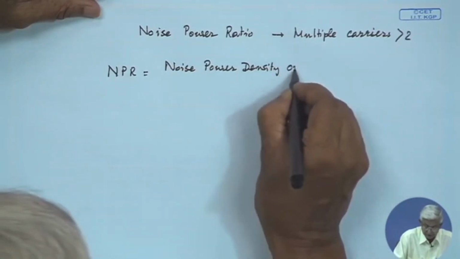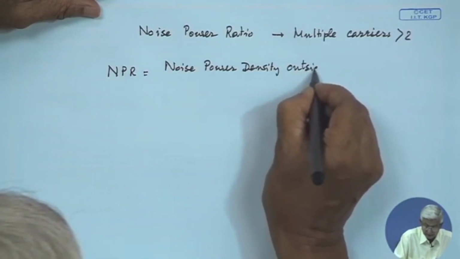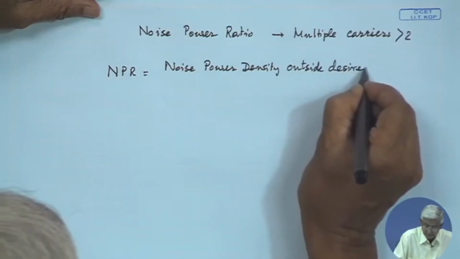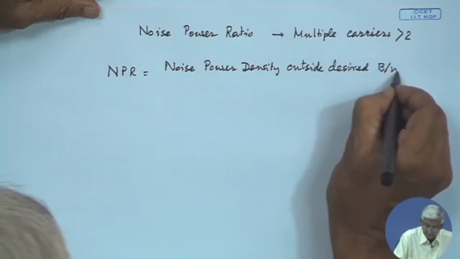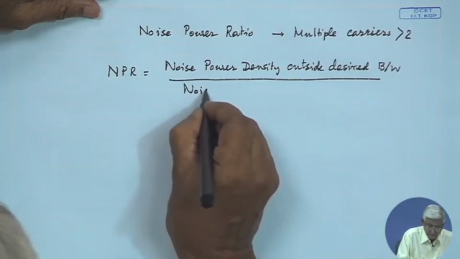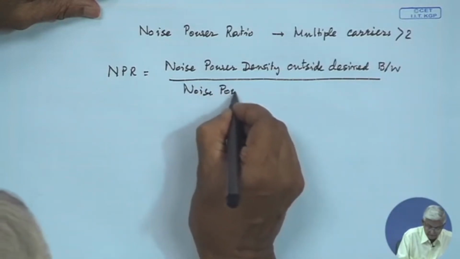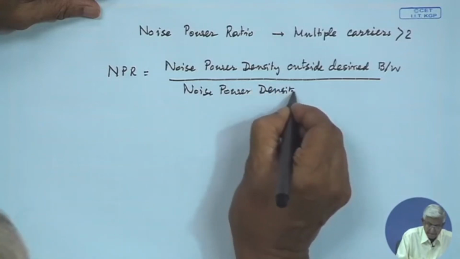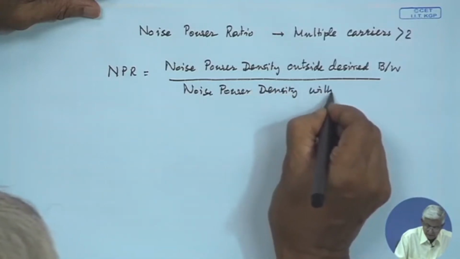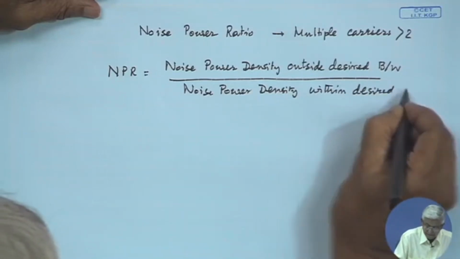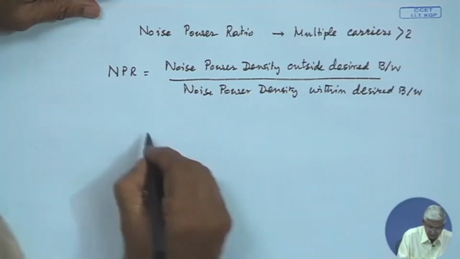So, it is noise power density outside desired bandwidth divided by noise power density within desired bandwidth. It is very simple.